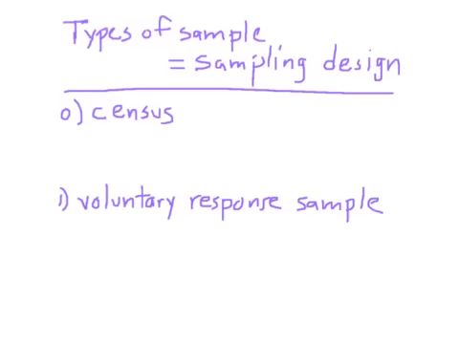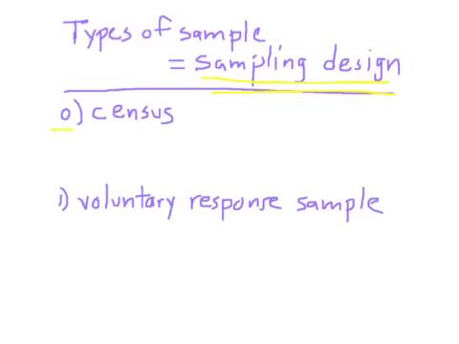So really what we're going to talk about quite a bit over this lecture is the idea of something called a sampling design, which is essentially the way you take your sample. And there's many different ways you can take a sample. Some are certainly better than others. And so we're going to run through about 8 different types of samples or 8 different sampling designs.